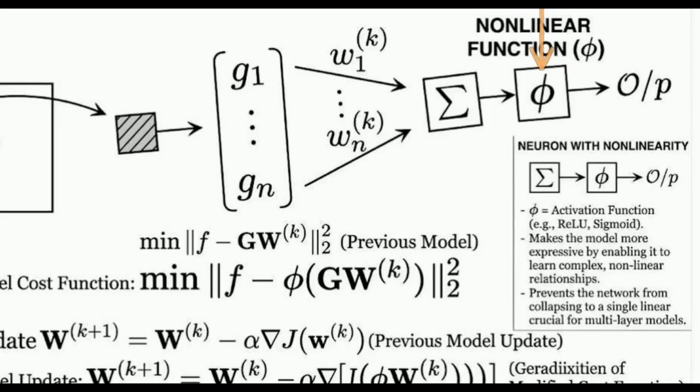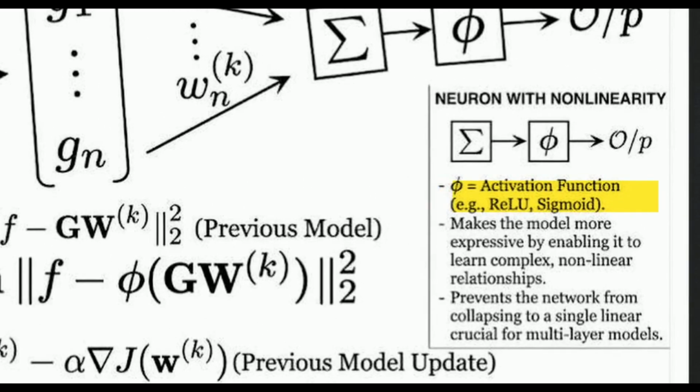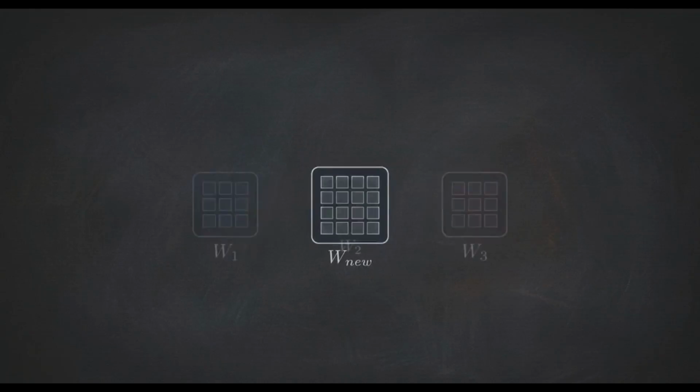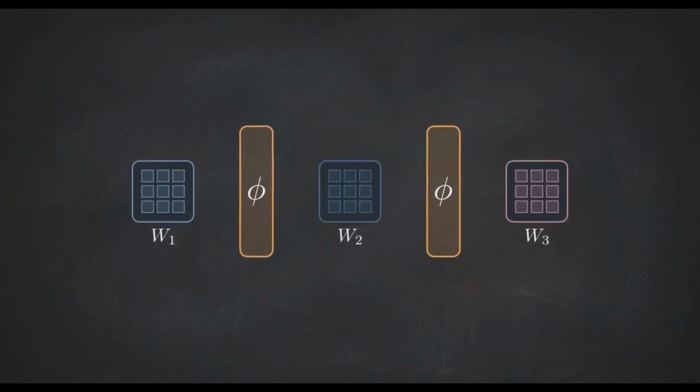That limitation is broken by a single critical component, the nonlinear activation function, labeled here as phi. By passing this summed data through functions like ReLU or Sigmoid, the model gains the ability to learn complex, abstract relationships. Structurally, this single function acts as a mathematical barrier. It prevents a multi-layer system from collapsing into a single redundant linear matrix operation.